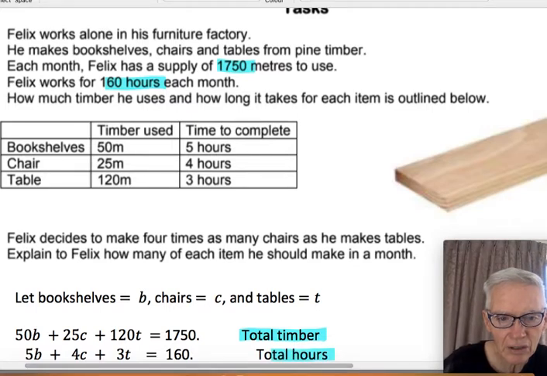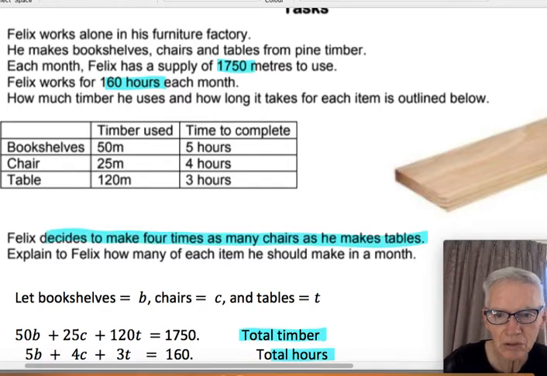And now we're going to have a look at the other one. He decides to make 4 times as many chairs as he makes tables. So what we're going to do here is draw a seesaw. So there's your pivot for your seesaw.